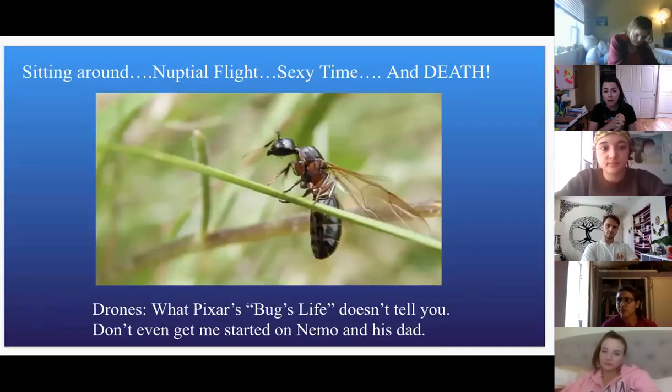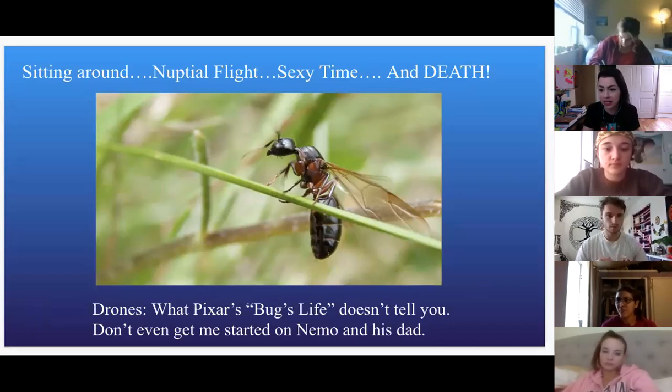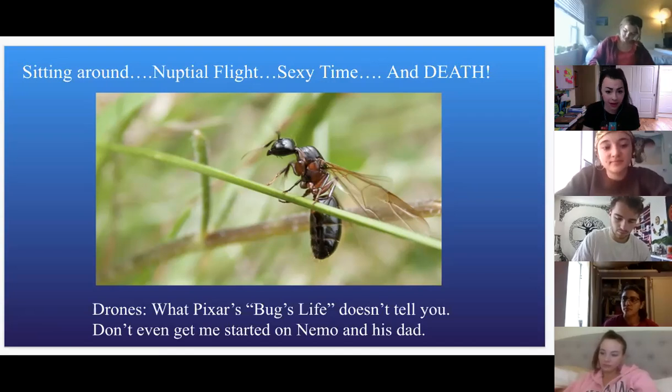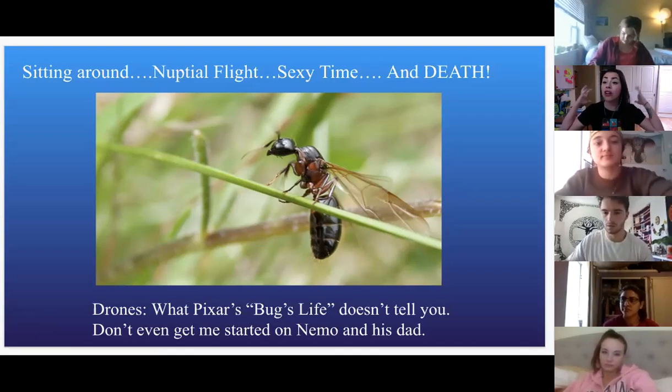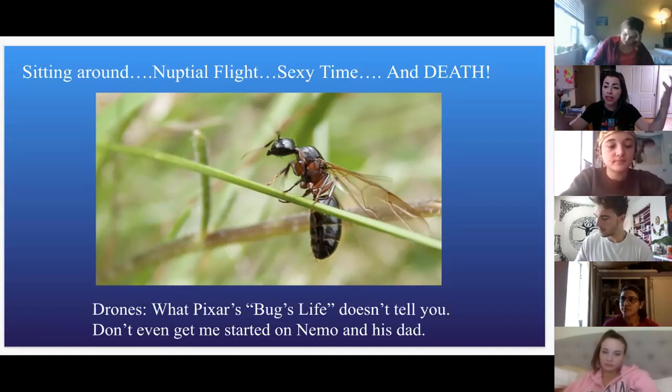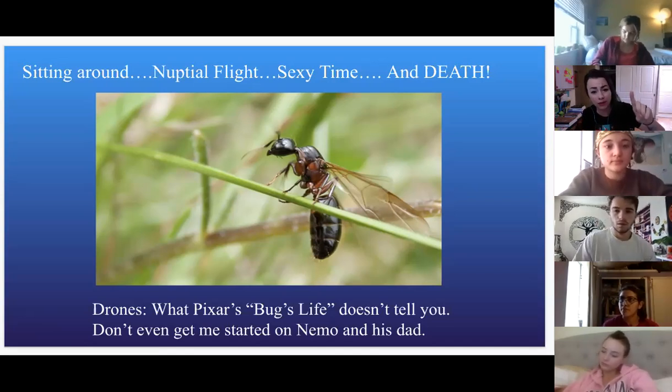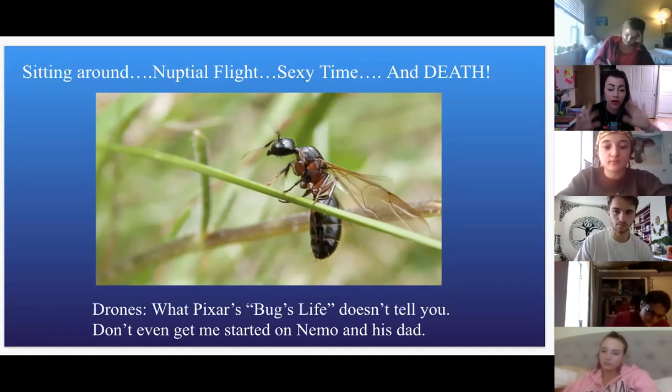Okay, so next we have the drones. So the drones do nothing. Workers are in there doing stuff, the queen's in there doing stuff, they're not doing anything. So they sit around, they just take up space. After a few days of that, their wings are finally strong enough and they can take what's called a nuptial flight. So they leave their colony, never to come back again. They have about 1 hour to mate as many times as they can with other local communities. We don't want inbreeding. And then they die.